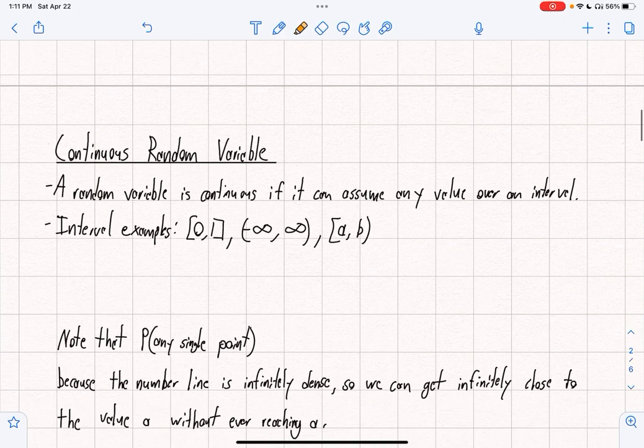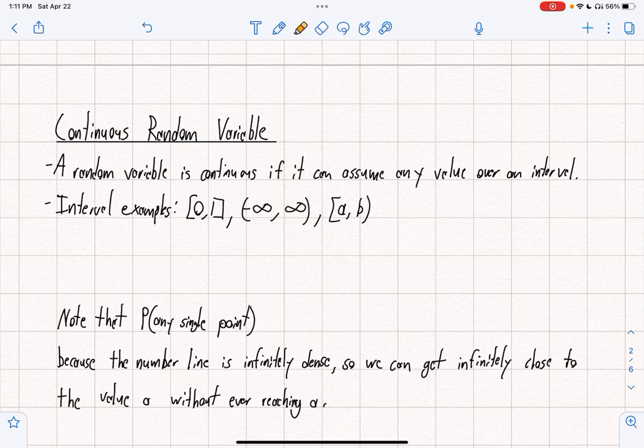So one important thing to note is that the probability of any single point, so let me call that the probability that our random variable x is equal to any number, I'm going to call that number a, is always equal to 0. The probability of any single point, or the probability x is equal to a, is 0. Why? That's because the number line is infinitely dense. So that means we can get infinitely close to the value a without ever reaching the value a.